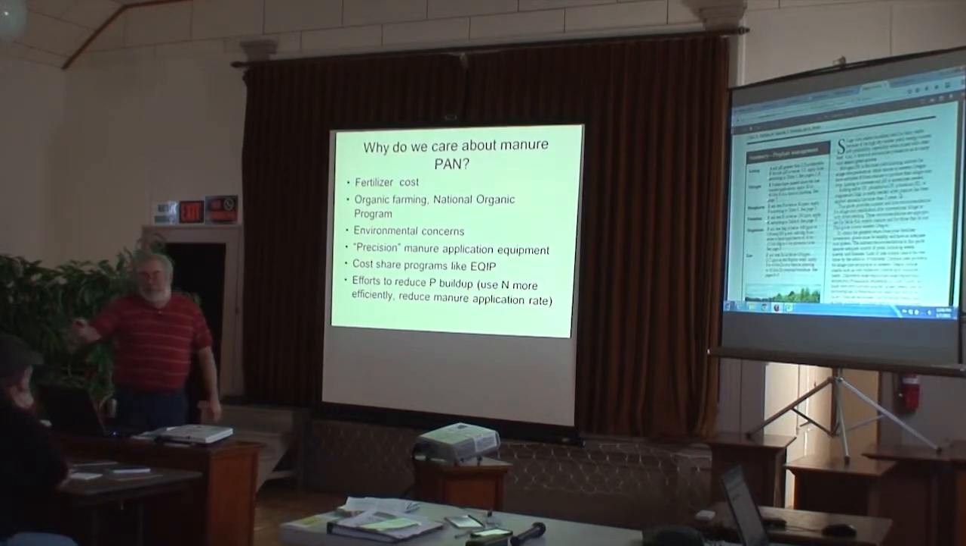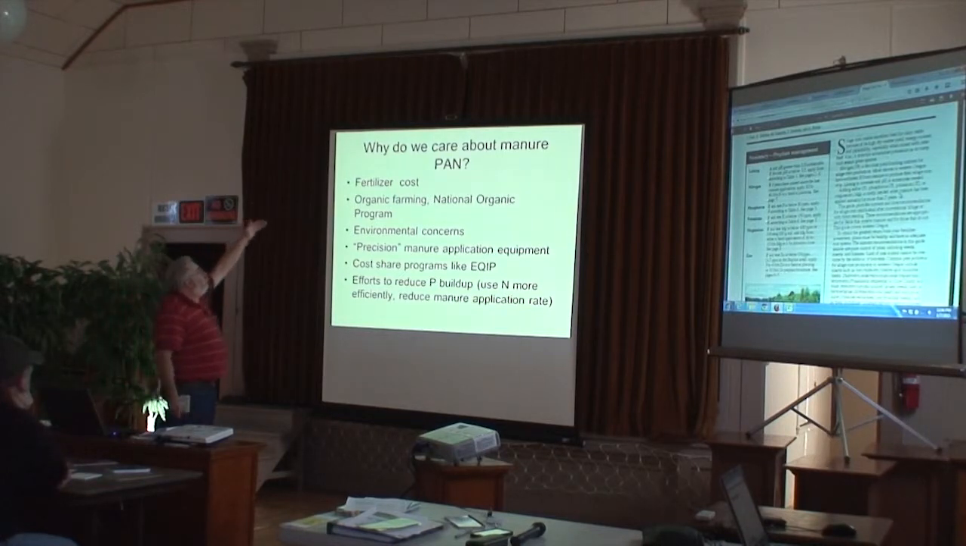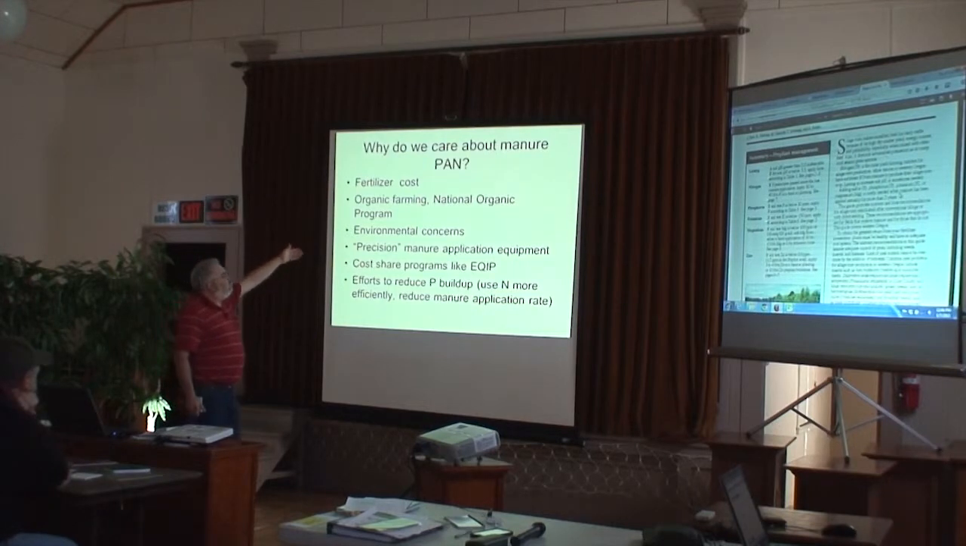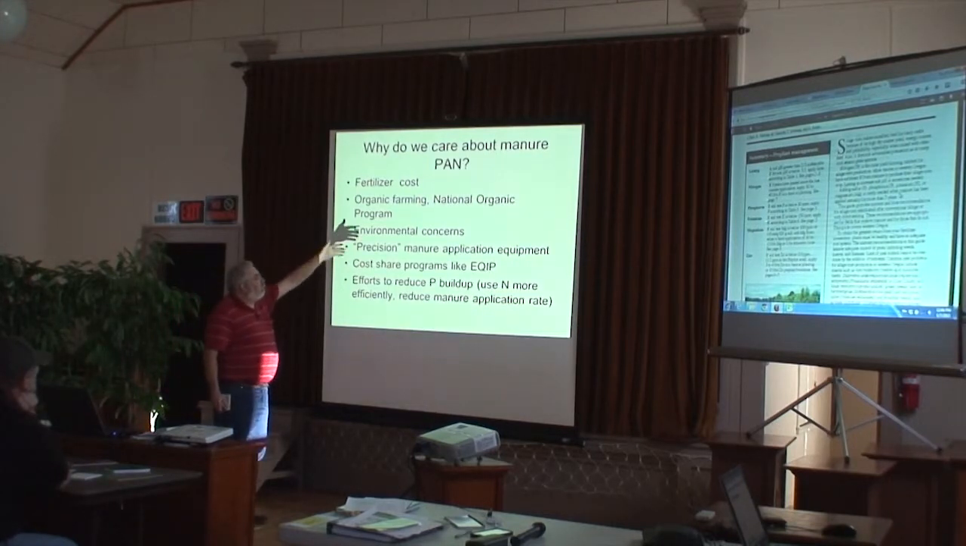And so that goes into some of these other things that have been mentioned earlier. Fertilizer cost, manure, spreading manure. You don't have to buy fertilizer to do that. If you're organic, it goes into the National Organic Program using it. Precision manure application equipment is becoming more possible. Cost of programs for things through equipment you can get through proper manure management.